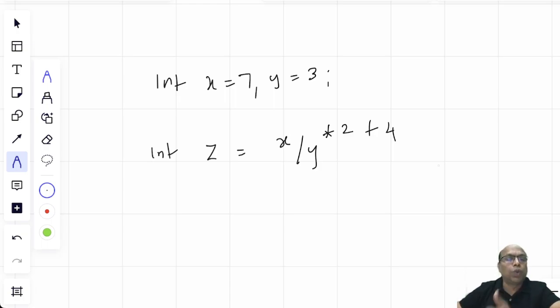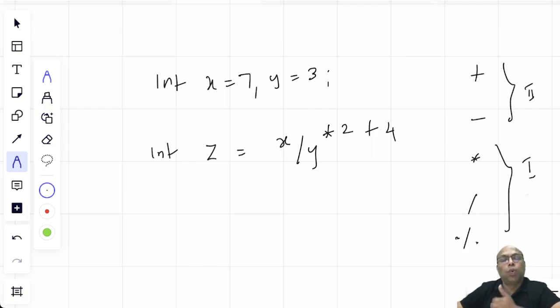You all must have studied BODMAS here. You have addition, subtraction, multiplication, division, and mod. In this, the first priority is given to these three and the second priority is given to these two. What do I mean by this? If addition and multiplication occur, what should I solve first? Multiplication. Now in case we have multiplication and division, what should I solve? Both have the same priority, so from left to right.